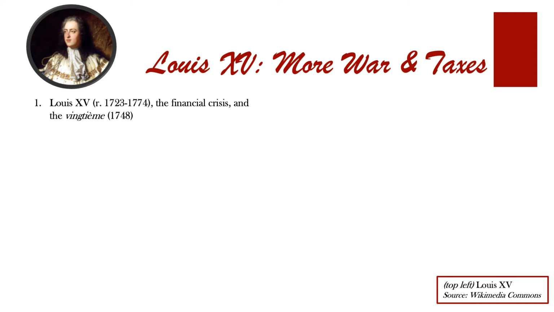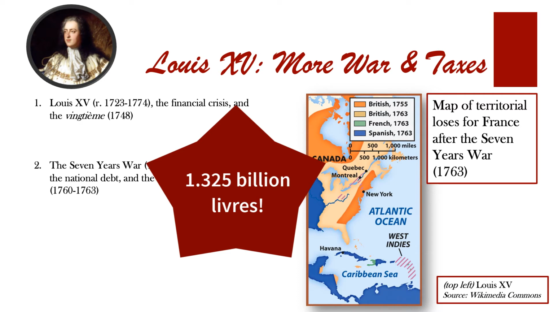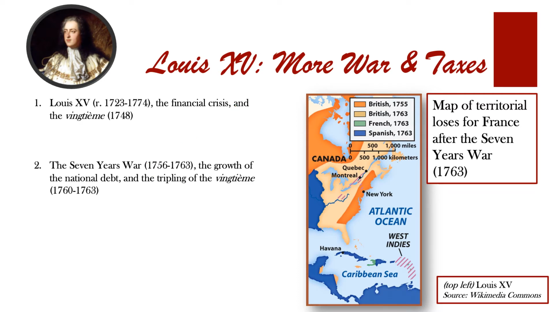But unfortunately, Louis XV fell into the same situation as his predecessor. In 1756, France entered into the 7 Years' War, which became a financial disaster for the crown. The war itself cost the king around 1.325 billion livres. Fearing financial collapse, in the latter years of the war, Louis tripled the vingtième tax, taking the tax from 5% of assets to 15%, and justified it by saying that it was the only way that France could win the war.